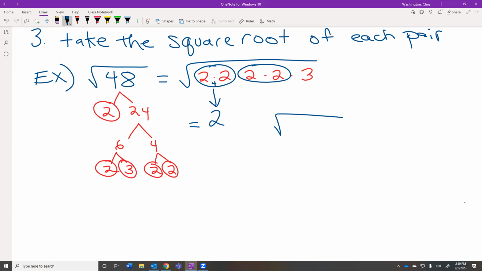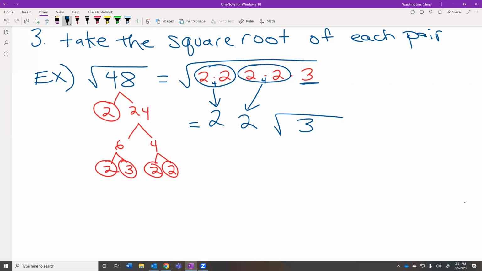Well, here's why. What's 2 times 2? 2 times 2 is really just 4. We took the square root of 4, and that's why there's only one 2 on the outside. What is 2 times 2 here? 4. What's the square root of 4? 2. What about 3? What's the square root of 3? We don't know. It's just 3. So it stays inside the square root.